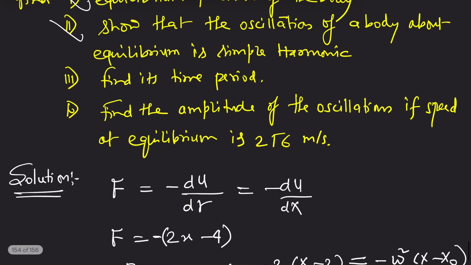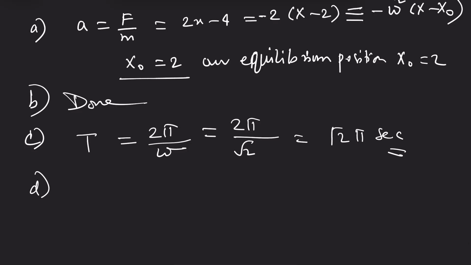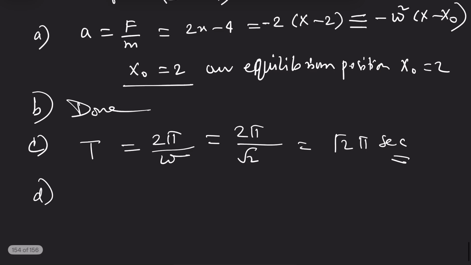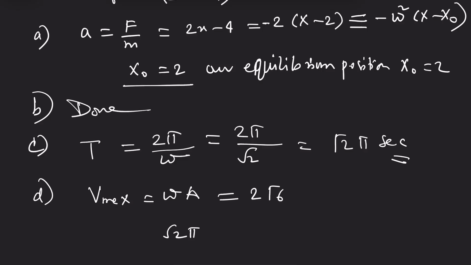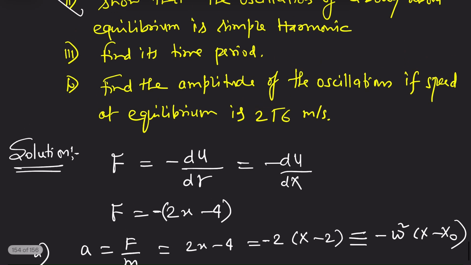And coming to the last one, guys, find the amplitude of the oscillation if the speed at the equilibrium is 2 root 6. So we know that the speed at the equilibrium is maximum, and that is V max, which is omega into A, and that is given to you as 2 root 6. Omega, we know, is root 2. So root 2 times A is equal to 2 root 6. Is this okay, guys? That is fine.